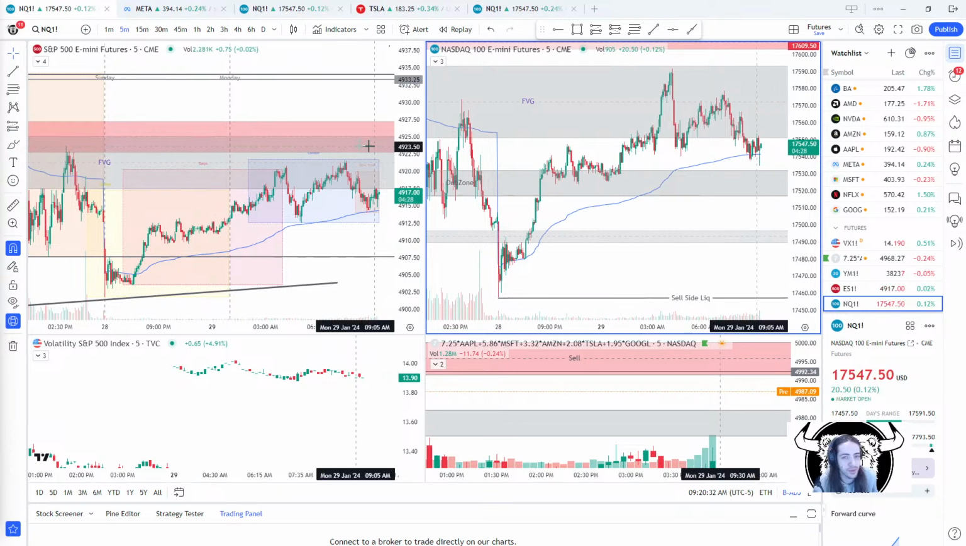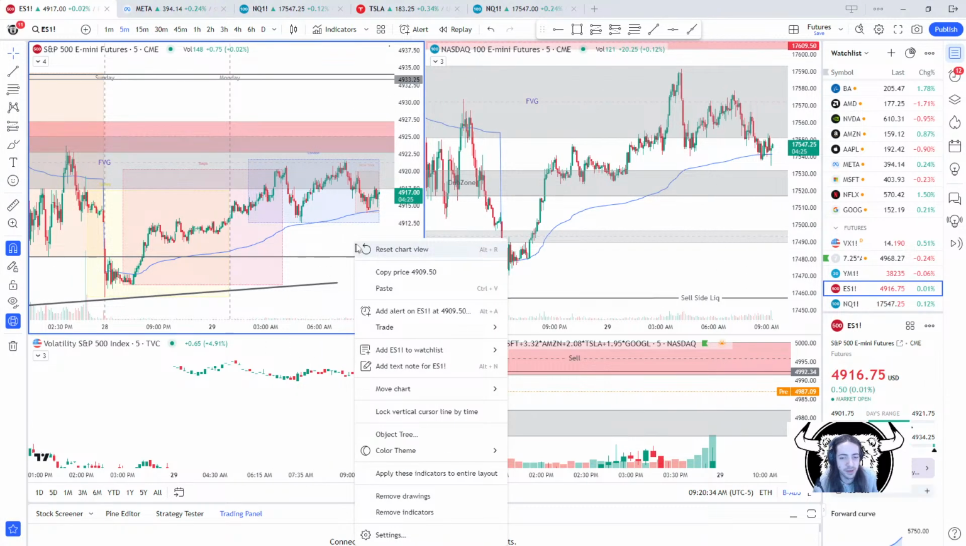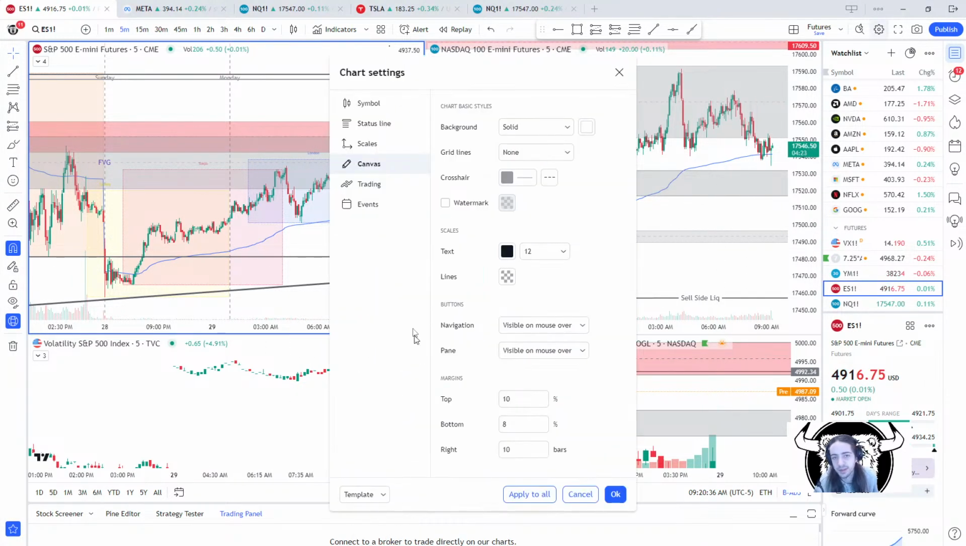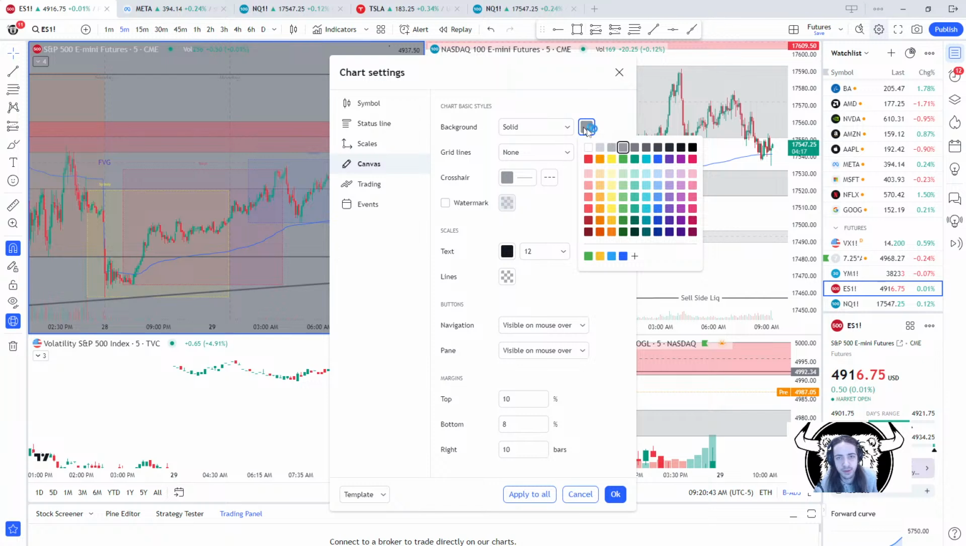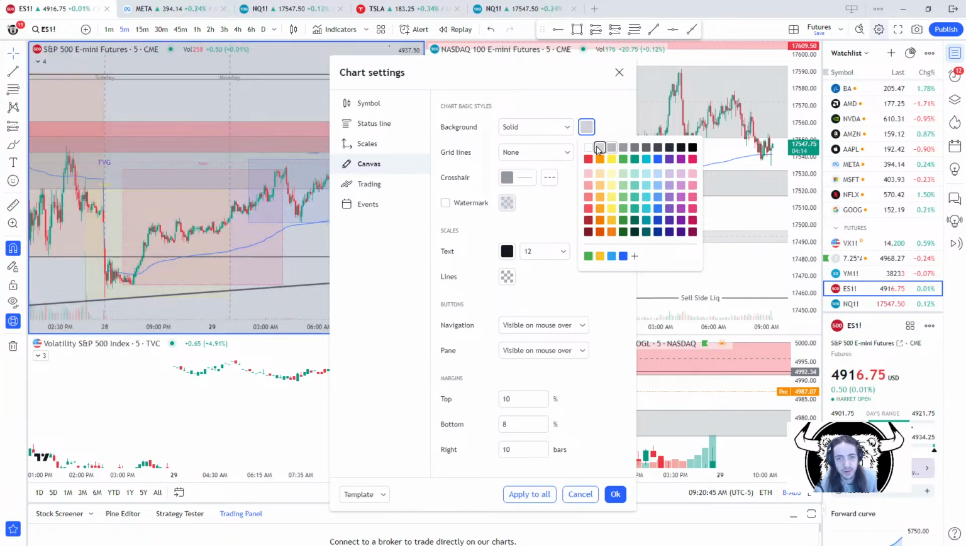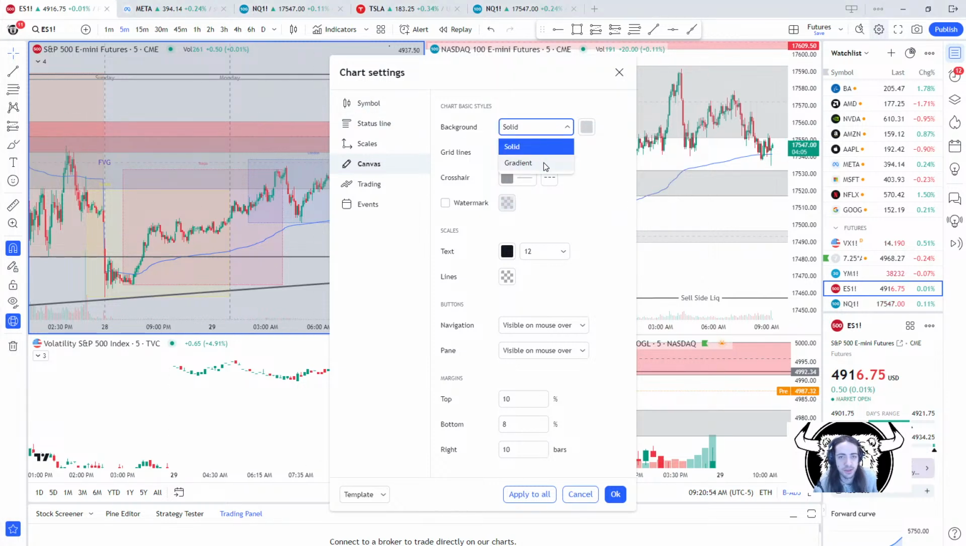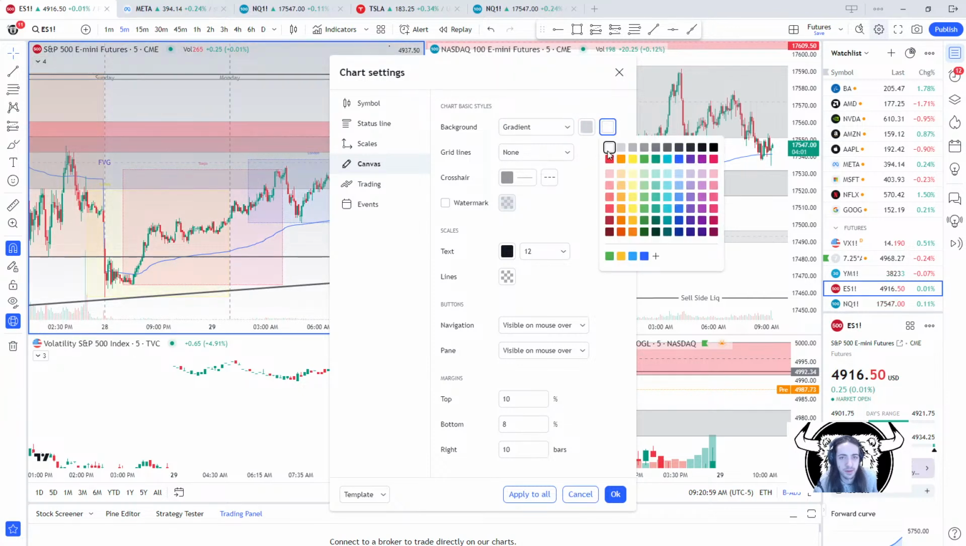So let's see what we got. We're going to right click, go to settings, canvas. I don't know if it makes a difference. Because what I have on this chart, I have it where it is not solid. It's this one. And I just did 2 shades of that, and that sort of comes out pretty clean.